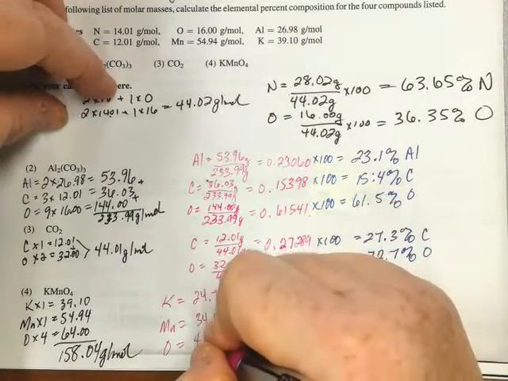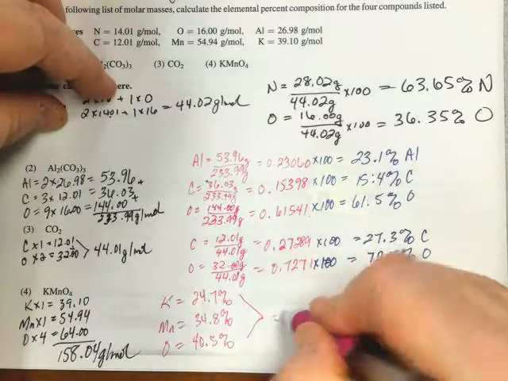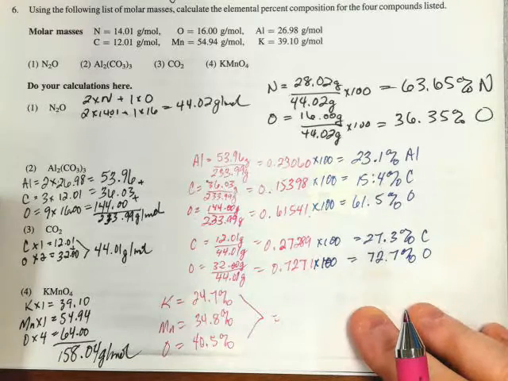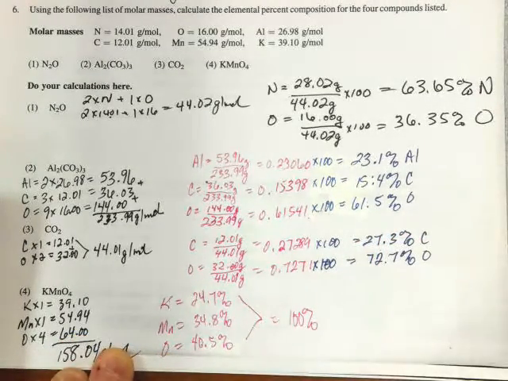So I'm going to round that to 40.5%. Now, if you add all those together, you should get to 100%. Sometimes you'll be over by a little, you'll be under by a little, because we are doing rounding here. And when I add those up, it actually does come out to 100% even.